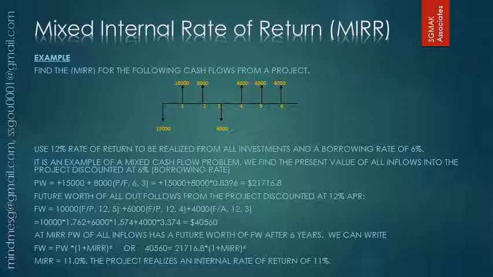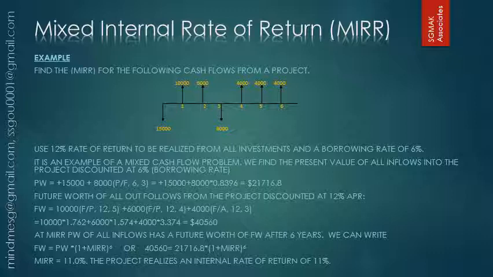If you look at the cash flow, we have a cash inflow into the project. We're investing $15,000 and $8,000 in the beginning of the project, $8,000 at the end of year 3, and we have an outflow, money coming out of a project that you can invest end of year 1, end of year 2, end of year 4, 5, and 6. And we'll be using 12% rate of return that you can realize from all investment, and you're borrowing at a lower rate of 6% APR. So it's an example of mixed cash flow problem.